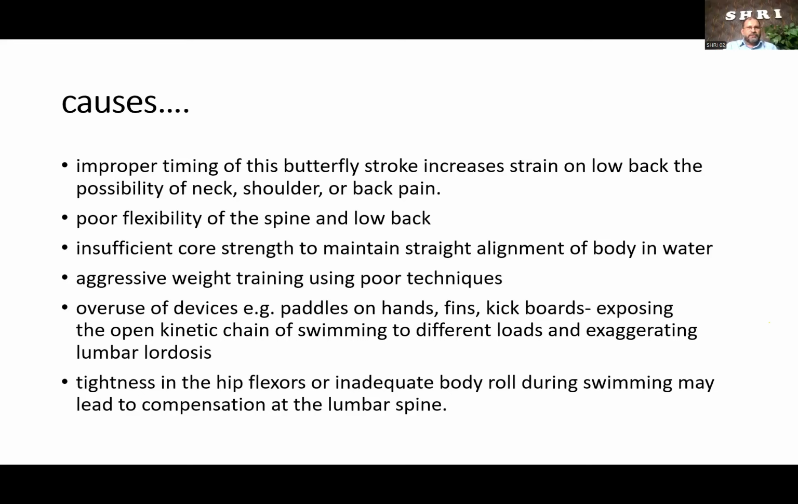Aggressive weight training using poor techniques. We shouldn't allow the athletes to do aggressive weight training out of the water without proper techniques. Then overuse of devices, as I told you all earlier: paddles on hands, fins, kickboards all will increase the drag force, that is the force resisting your propulsion when you are swimming.